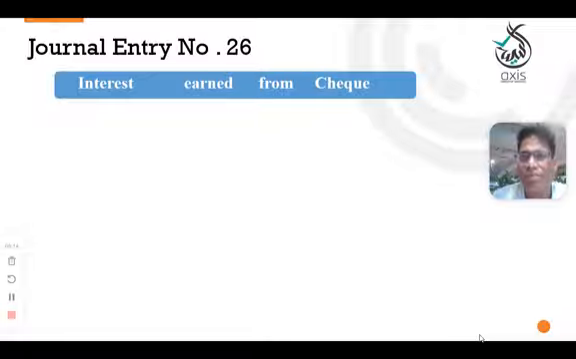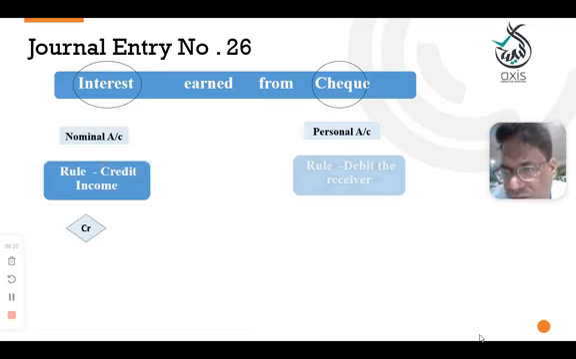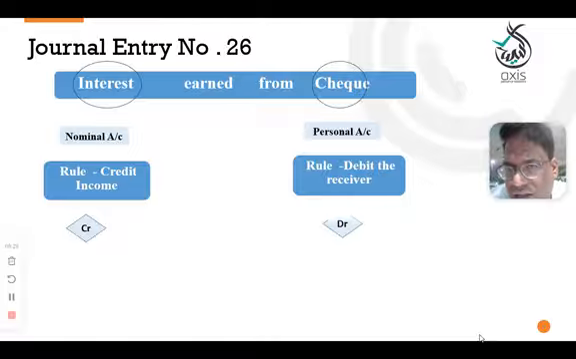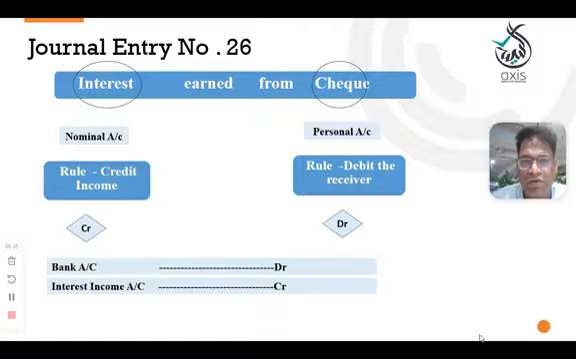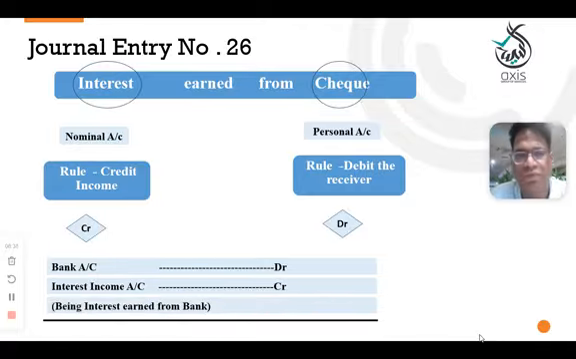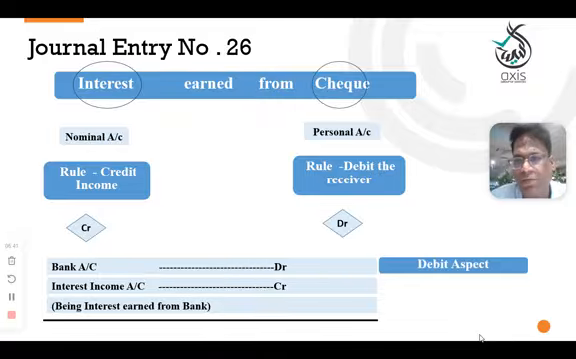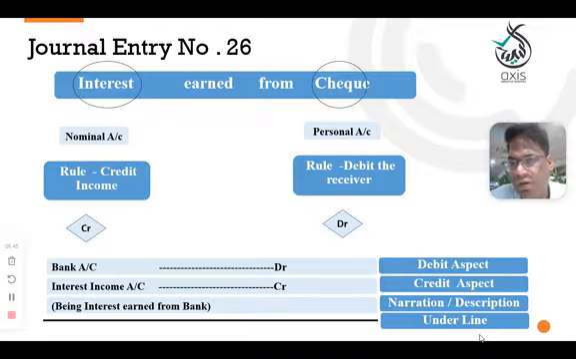Clear. Next is entry number 26: interest earned through the cheque. Here, interest earned means received, a nominal account. Cheque is a personal account. Credit the income: you are receiving interest, so you credit the income, and through the cheque means debit the receiver. Here, bank account debit, interest income account credit, being the interest received from the bank. Debit aspect, credit aspect, narration, underline. Hope you understood the concepts.